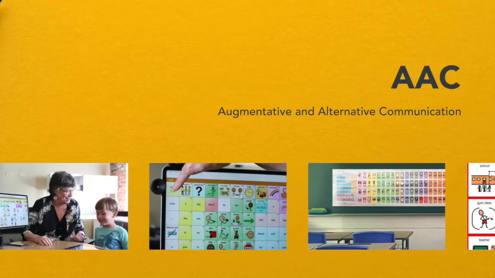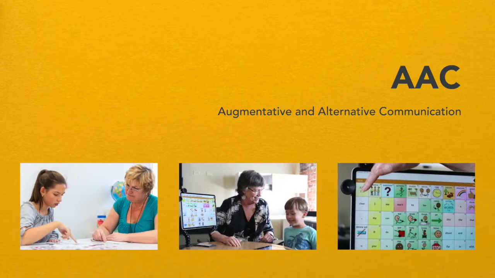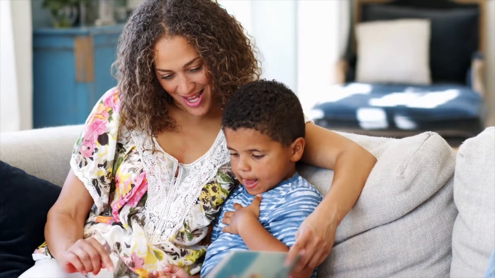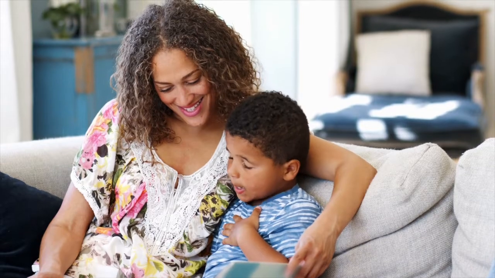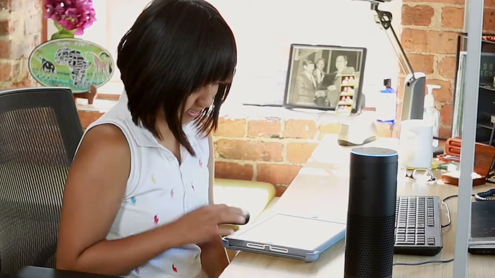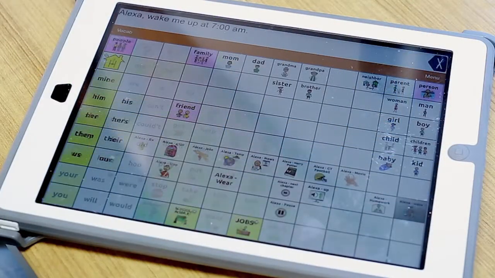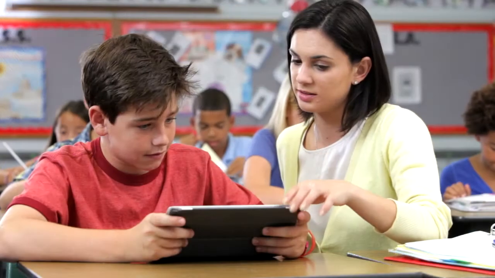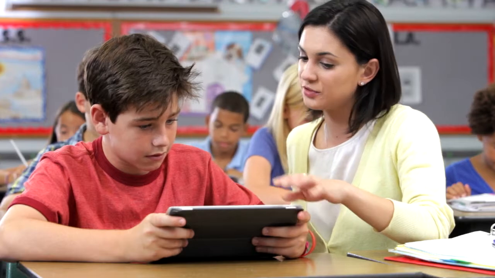AAC is augmentative and alternative communication. AAC includes communication devices, systems, strategies, and tools that replace or support speech. AAC helps support people with complex communication needs. AAC users need regular and sustained use of their communication systems in meaningful contexts throughout their day. They need to communicate with others who can model the use of their communication system.